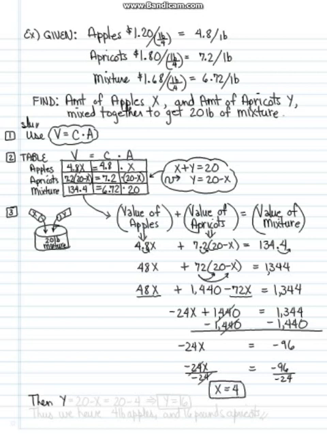Then, since we know y is equal to 20 minus x, it means that y is equal to 20 minus 4, which means y is equal to 16. Thus we have 4 pounds of apples and 16 pounds of apricots.